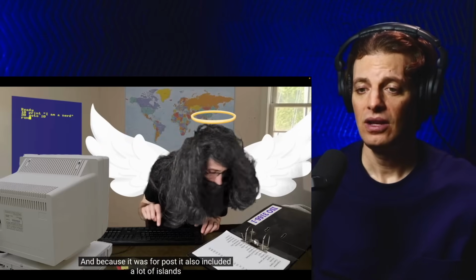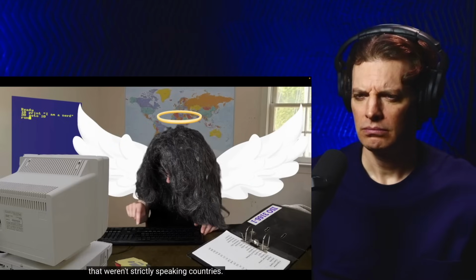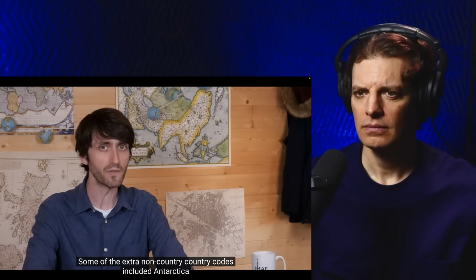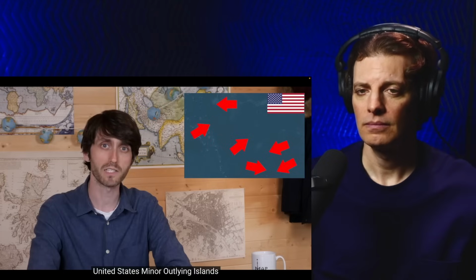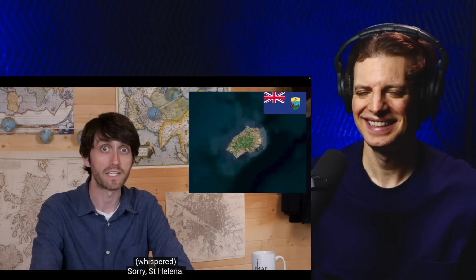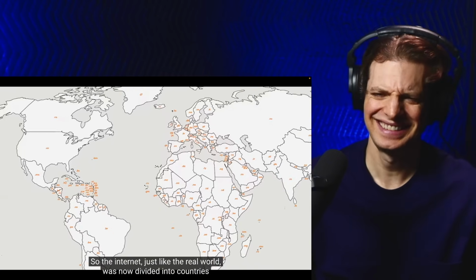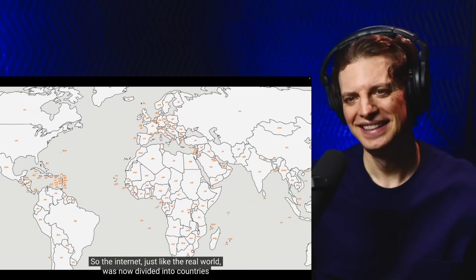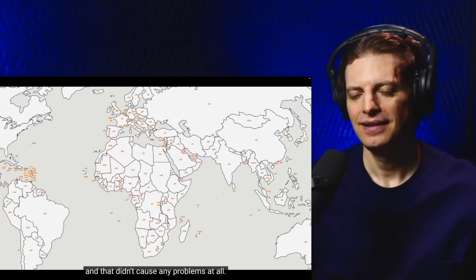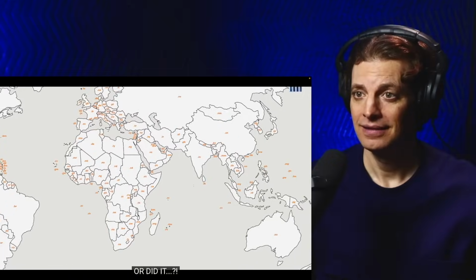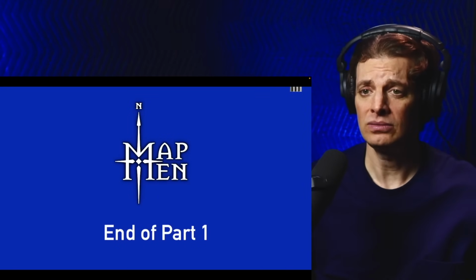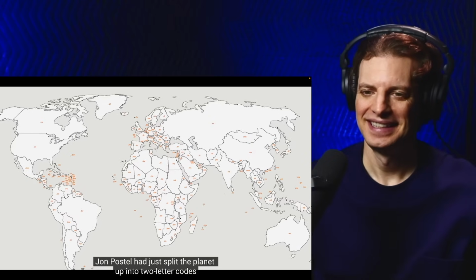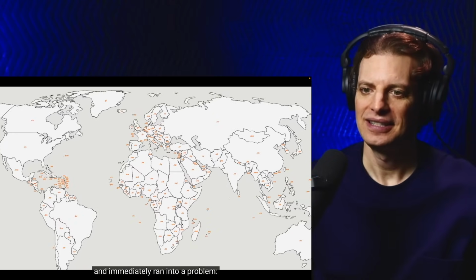And because it was for post, it also included a lot of islands that weren't strictly speaking countries. Some of the extra non-country country codes included Antarctica, United States Minor Outlying Islands, and St. Helena. So the internet, just like the real world, was now divided into countries, and that didn't cause any problems at all. Or did it? John Postel had just split the planet up into codes and immediately ran into a problem.